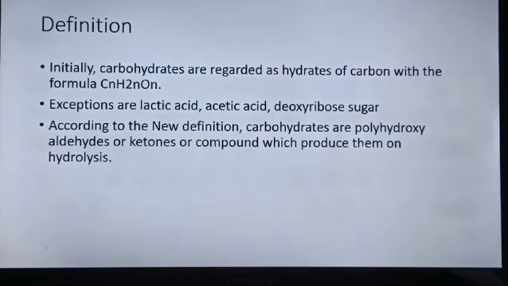For example, acetic acid and lactic acid satisfy the formula CnH2nOn, but they are not carbohydrates, while deoxyribose sugar, having one oxygen less as compared to the ribose sugar, is an important sugar in DNA but does not satisfy the formula CnH2nOn. So, a new definition is there, and according to this new definition, carbohydrates are polyhydroxyaldehydes or ketones or compounds which produce them on hydrolysis.